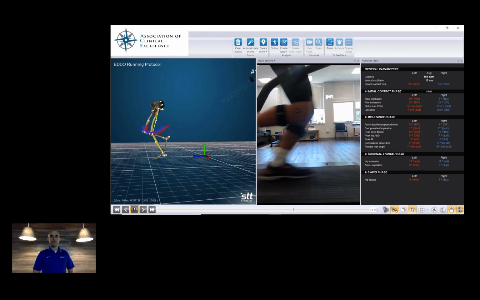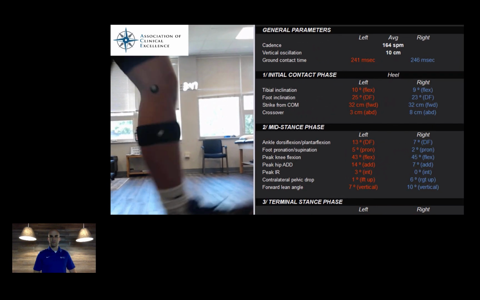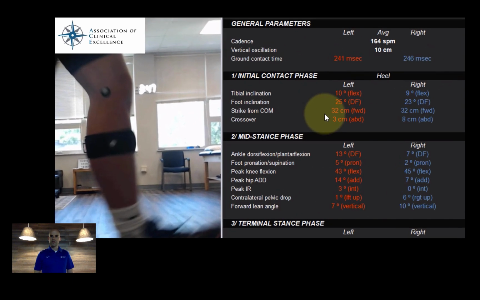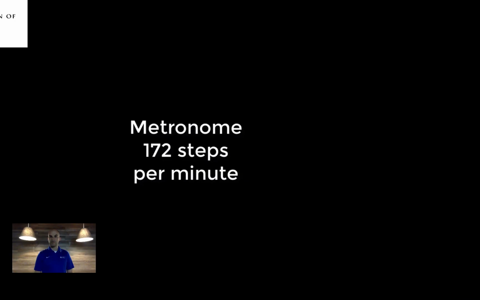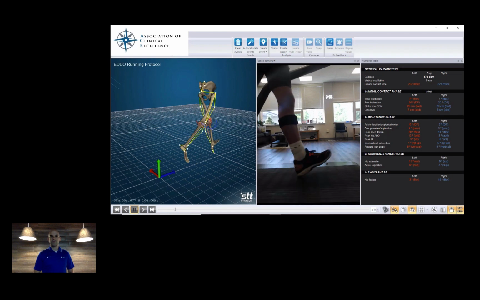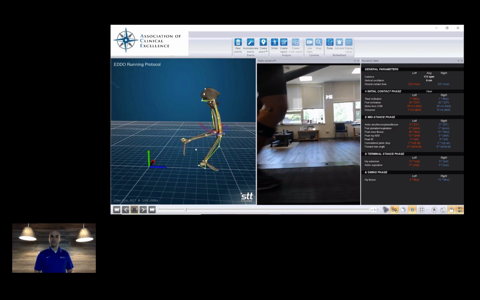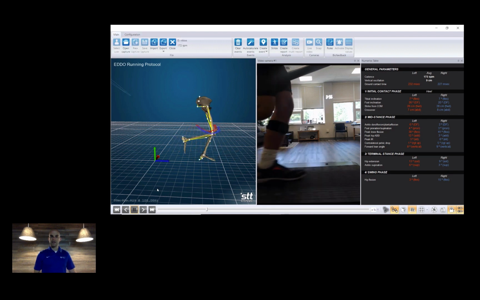So we were looking at this patient and just ways that we could help them improve their performance and reduce risk of injury. But here we see a couple things you'll notice: a low cadence and a high amount of bounce up and down. We also notice the strike from center of mass, how far the foot is landing in front of them, was high, as well as the angle of the foot, and we see that they had some contralateral pelvic drop on the right side. So the first thing we wanted to try was a metronome, and we set it to about 172 steps per minute, and we said, let's see what this looks like.